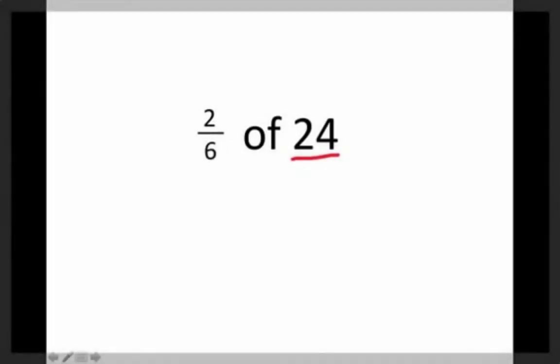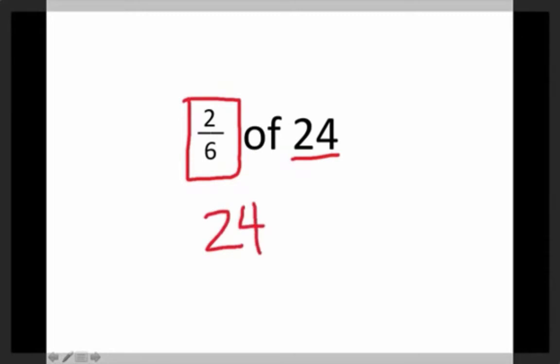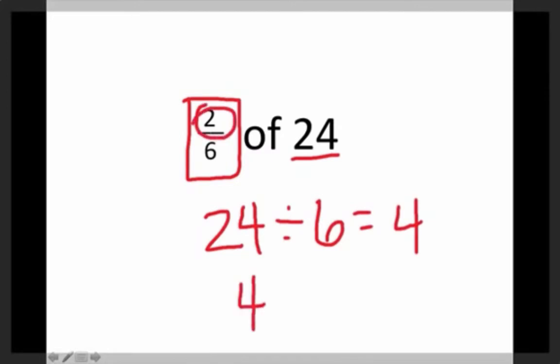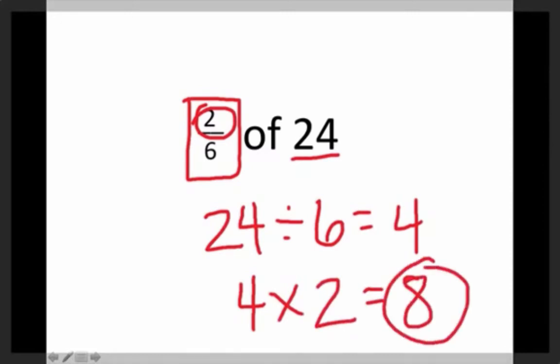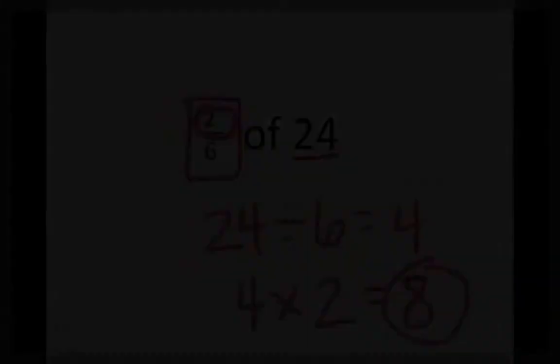Same size set, different fraction. First step, 24 divided into 6 equal groups will give me 4 in each group. I'm looking at 2 of those groups. 4 times 2 then is 8. 2/6 of 24 will give me 8.